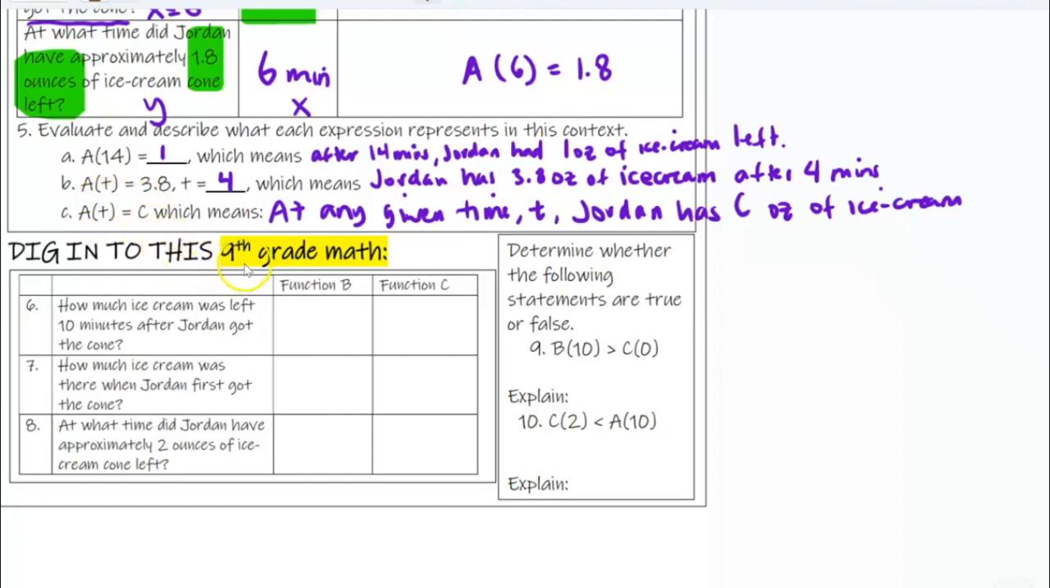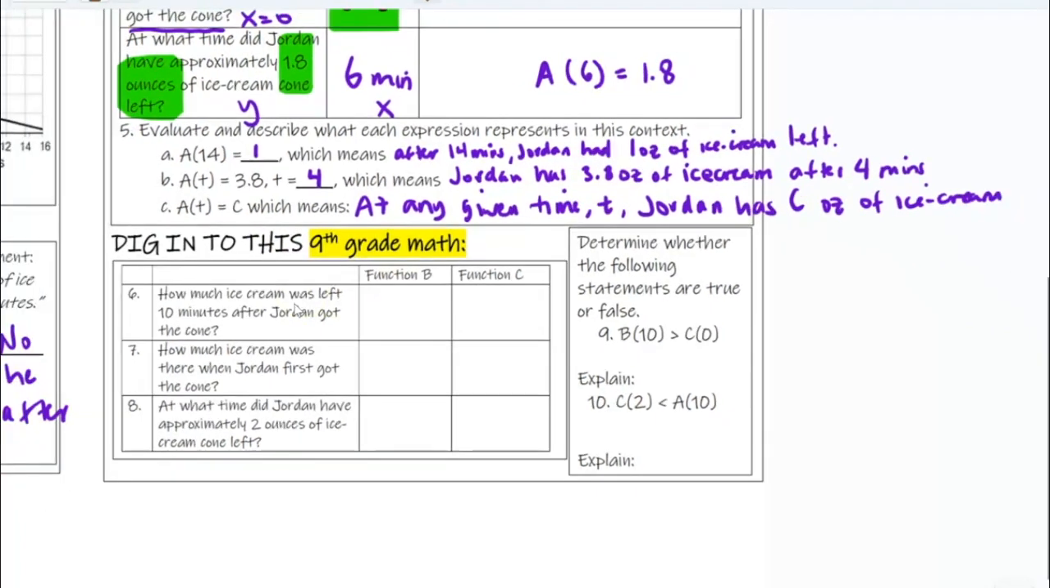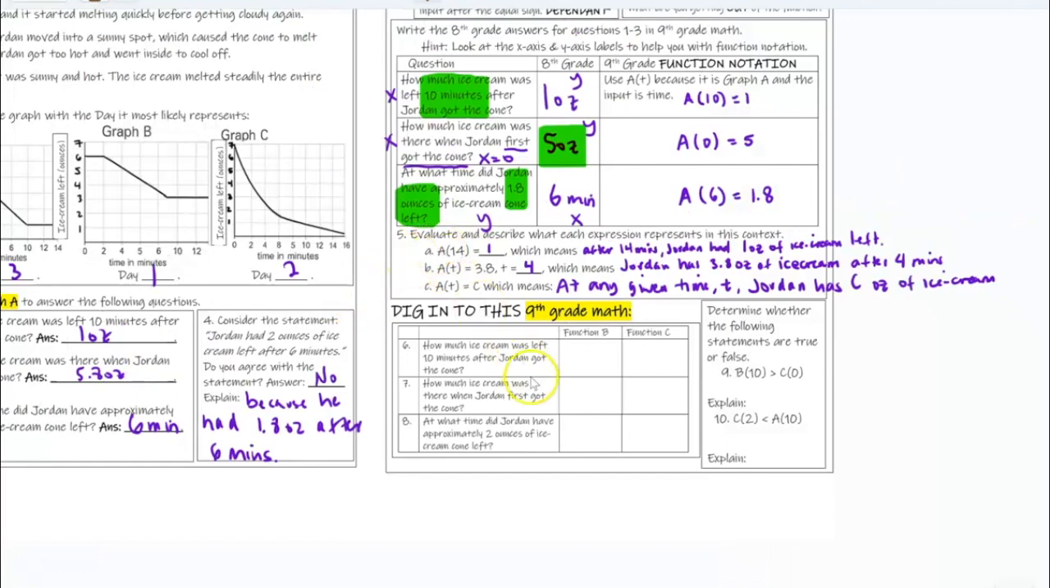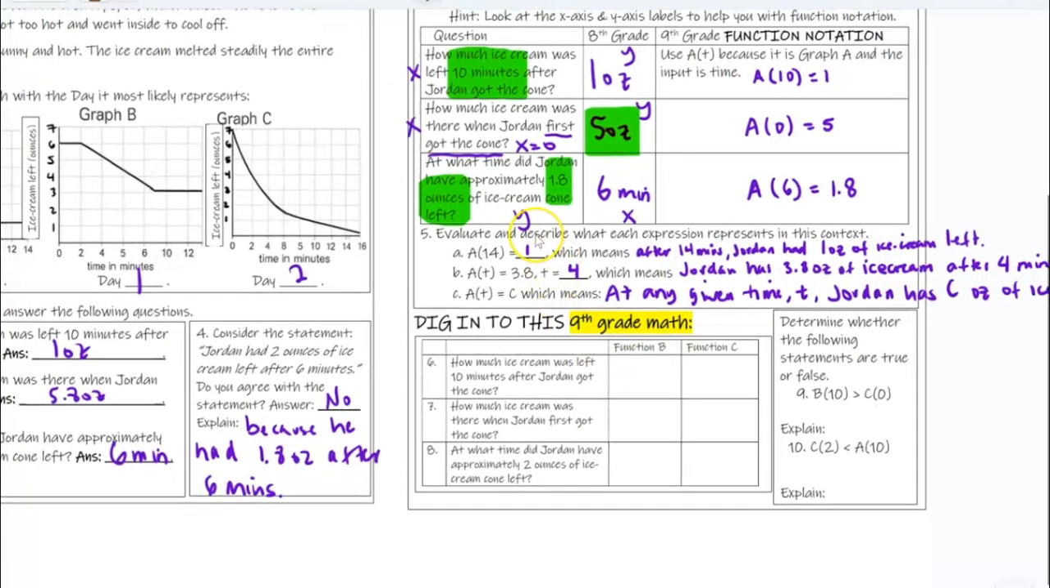All right, so let's really dig into this 9th grade math. And what you are going to do is answer these questions, but now pay attention. This is function B. This is function C. So remember, these are the names of the functions. So you're going to say, in fact, let me just do one. You're going to say B. And what's the question? How much ice cream was left 10 minutes after Jordan? So is this input or output? Input. So B of 10, my input, is going to give me what?